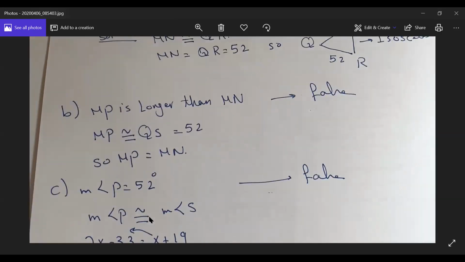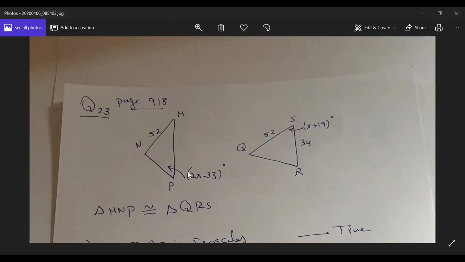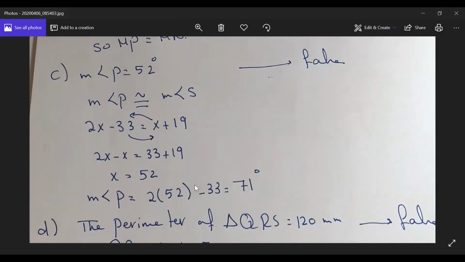Am I done? You are not done. You have to find measure of angle P, so I have to substitute in x. So 2x minus 33 is going to be 2 multiplied by 52 minus 33. It's 71 degrees. So is measure of angle P equal to 52? It's a false statement.